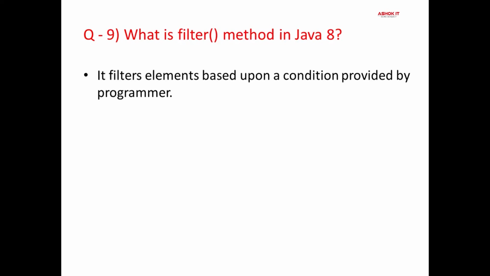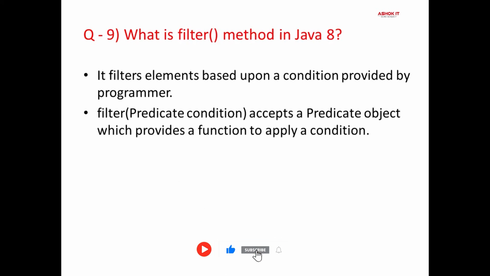Filter method, it accepts a predicate as an input. It accepts one condition provided by the program, and on that condition, it will filter the data. Stream filter accepts a predicate. It returns a stream consisting of the elements of this stream that match the given predicate. And this is an intermediate operation.